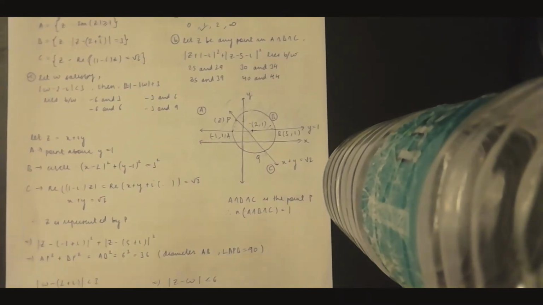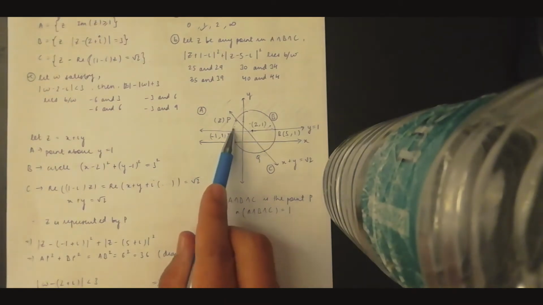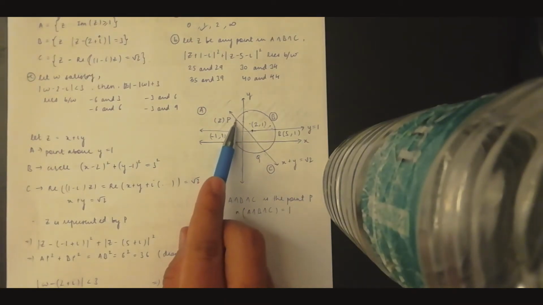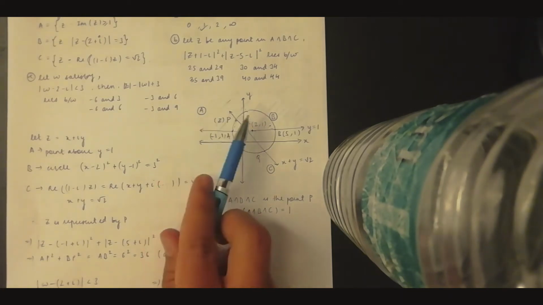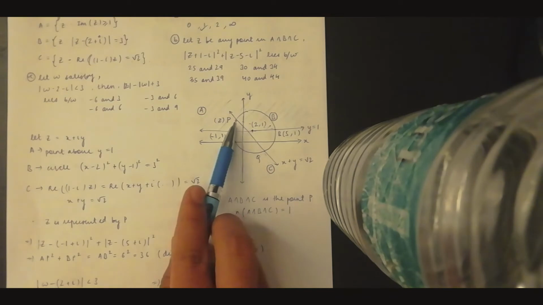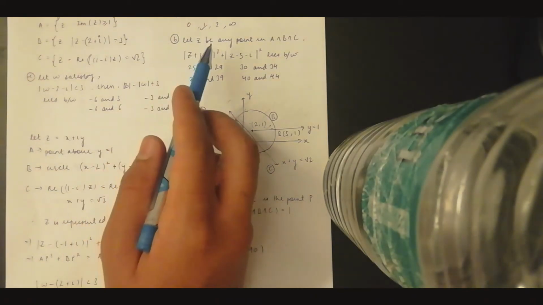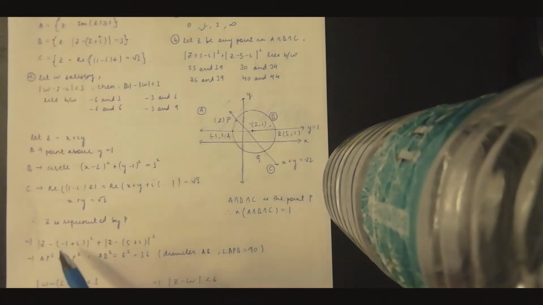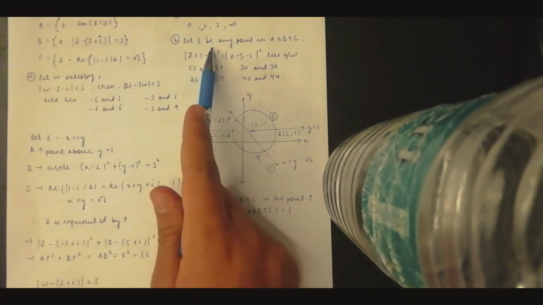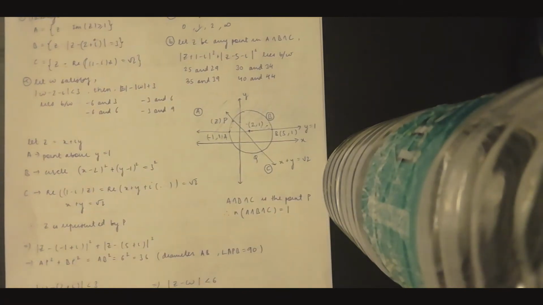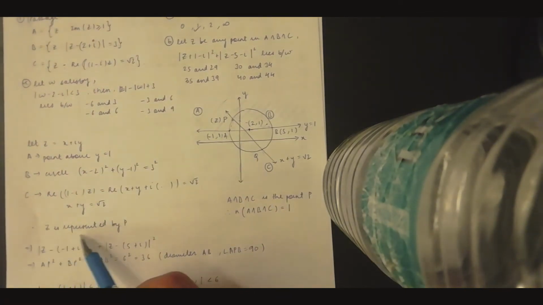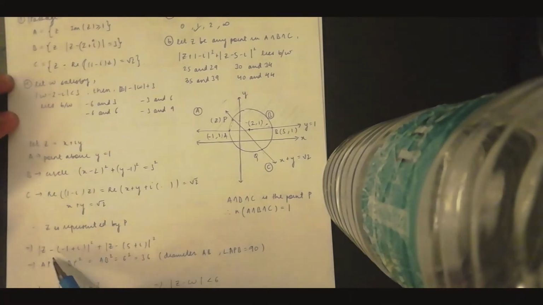Now we have to find the number of elements in the set A intersection B intersection C. There's only one point which satisfies all three, in A, on B and on C. This is point P here. So there's only one point in this intersection, and 1 is our answer here. Now in the second question it says let Z be any point on this set, but there's only one point on the intersection, so Z can be represented by P.